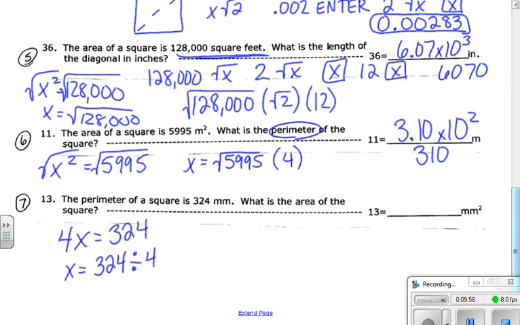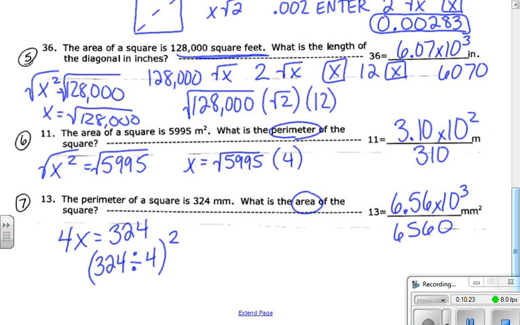Once you get the side in your calculator, then we need to find the area. The area is just your side squared. So whatever you get for that answer, you just want to square it. And now that's our area that we have. And you're going to have 6.56 times 10 to the third, or 6560.